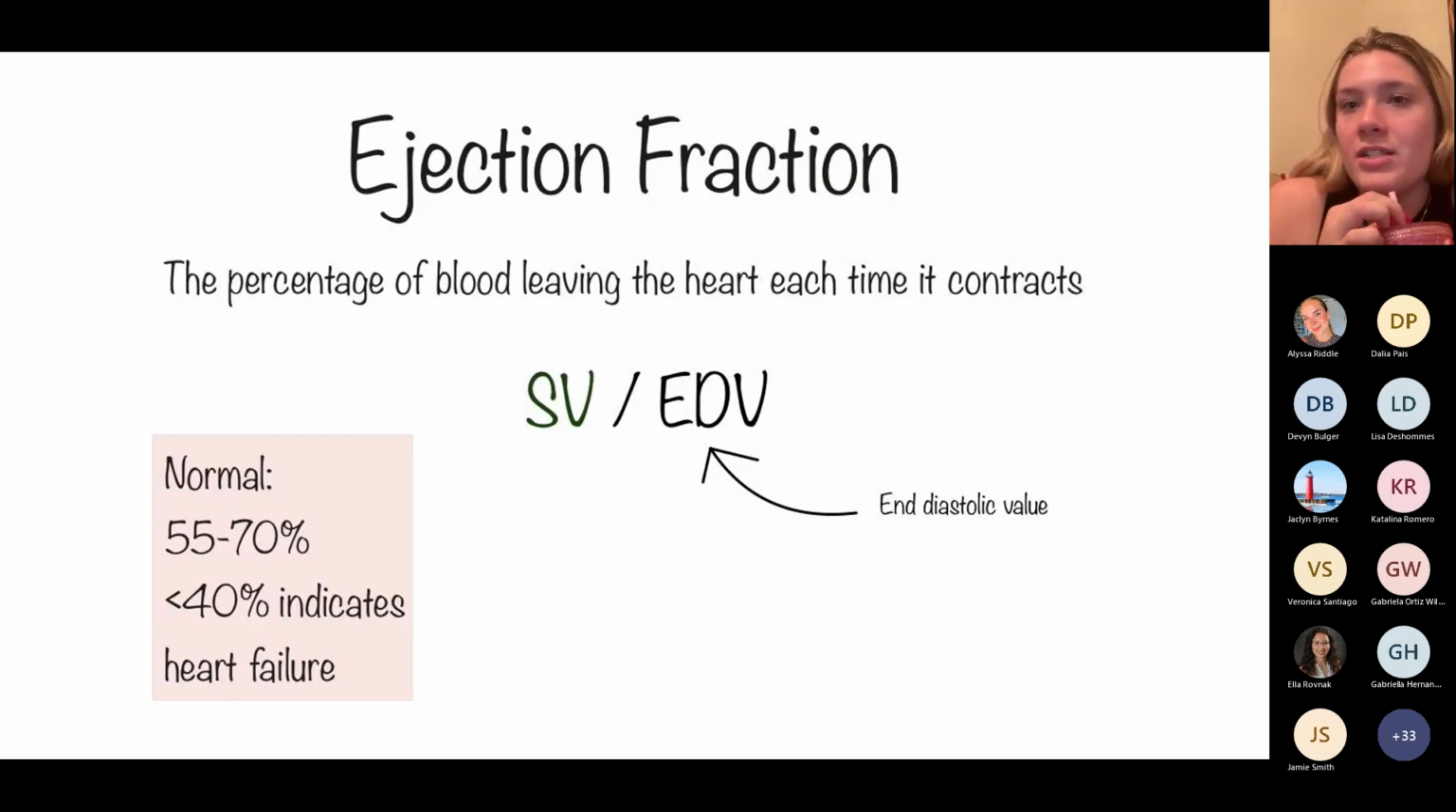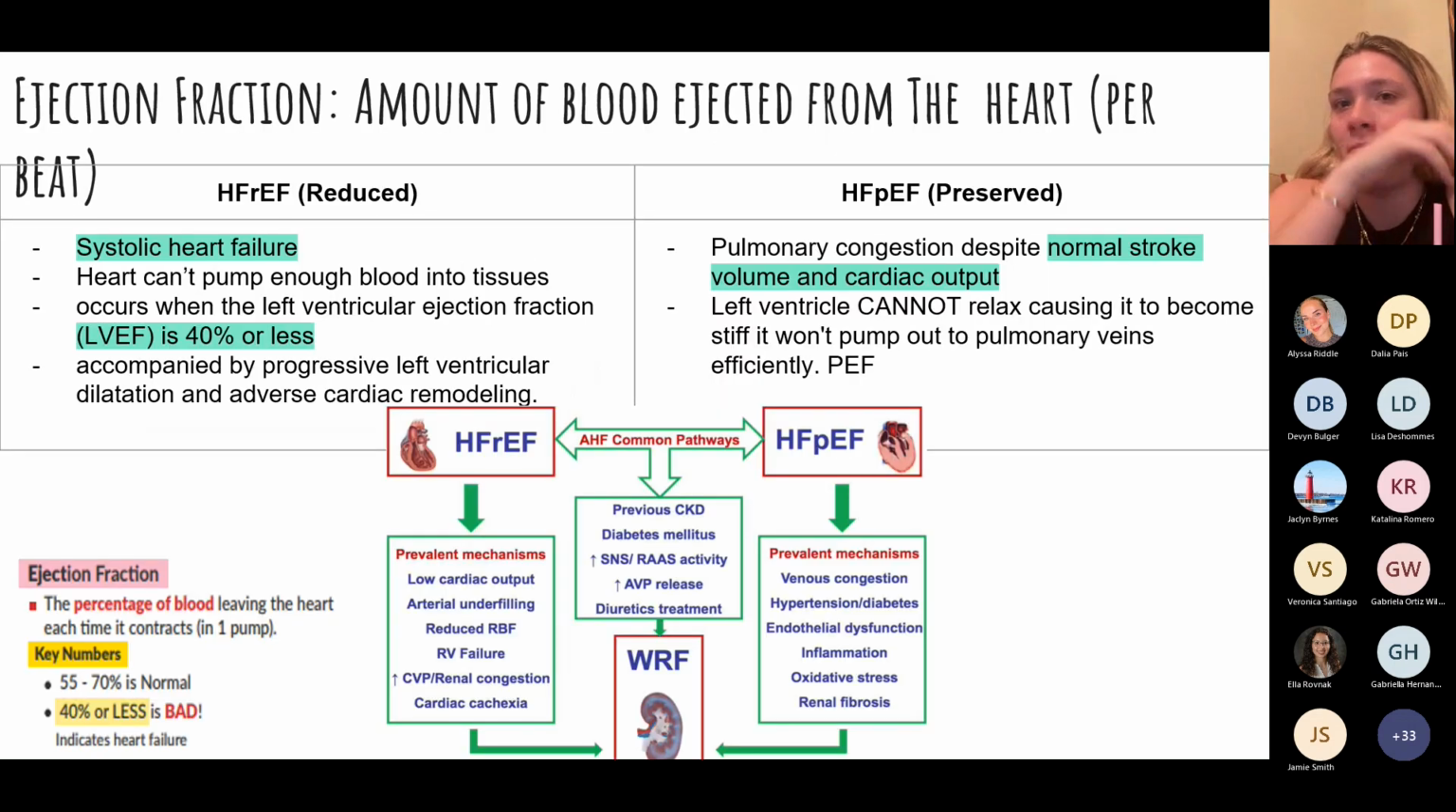We talk about our ejection fraction. This is how much blood leaves the heart each time it contracts. And what does blood have? It has oxygen. So I need a good ejection fraction in order to perfuse all of my organs. So I just want you guys to know that it is our stroke volume over our end diastolic volume, and it'll be in percent form. So just remember that. So what is HFrEF versus HFpEF?